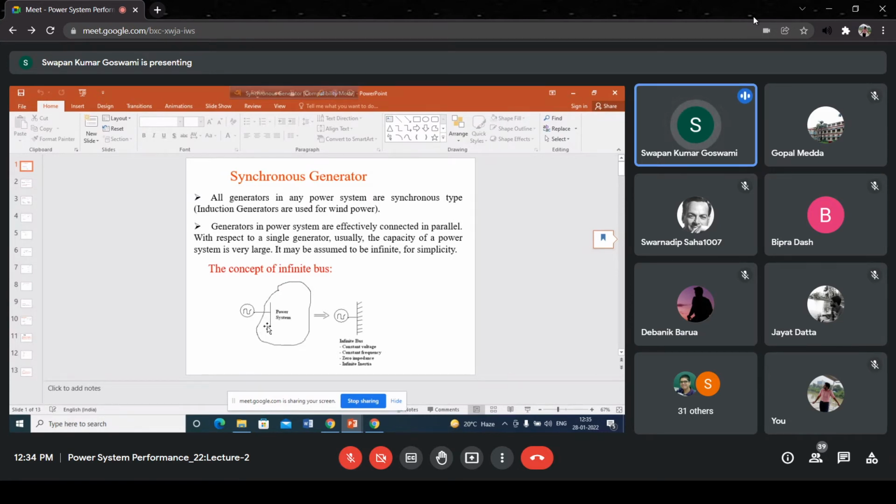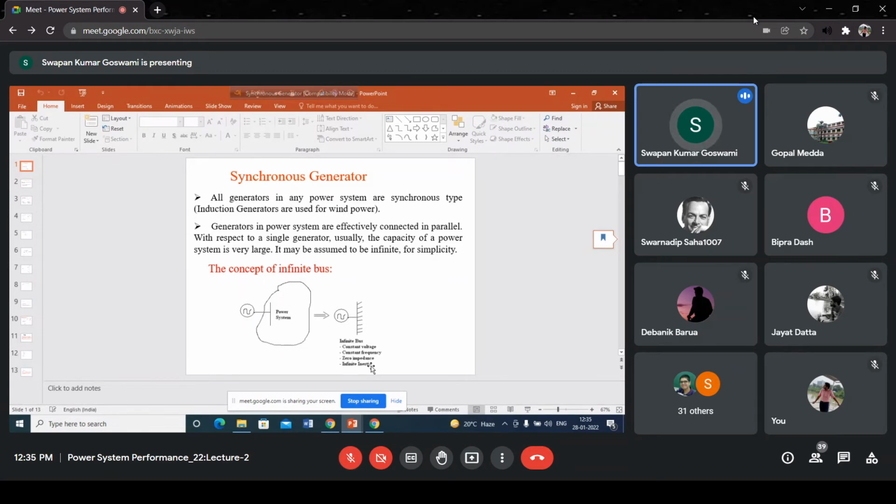What does it imply? It implies that this generator has a very large and very heavy rotor. The rotor mass is so large that by applying any force, you cannot change the speed of the generator. That means the inertia of that generator is infinite. That's why a property of the infinite bus is shown to be infinite inertia.